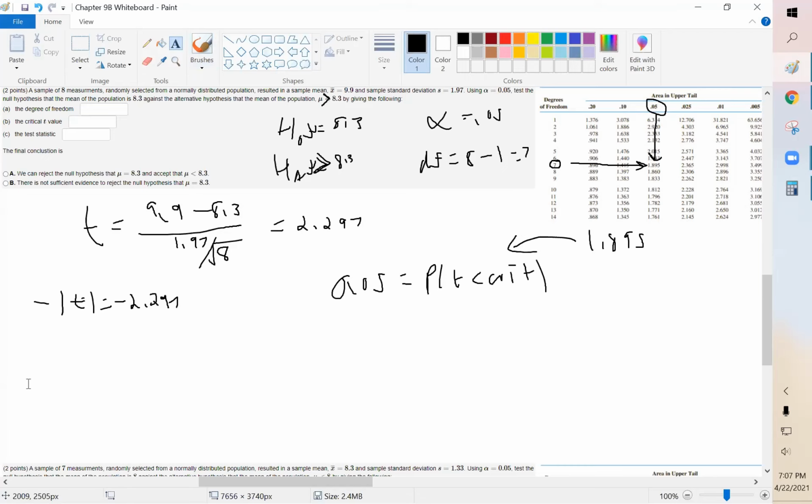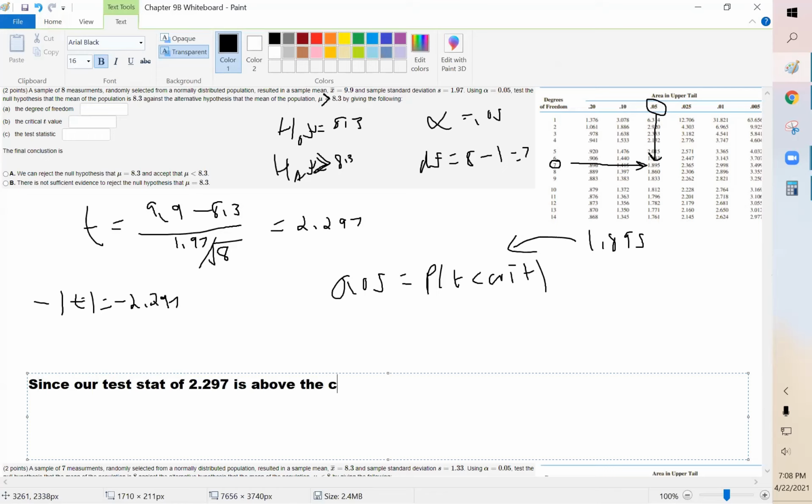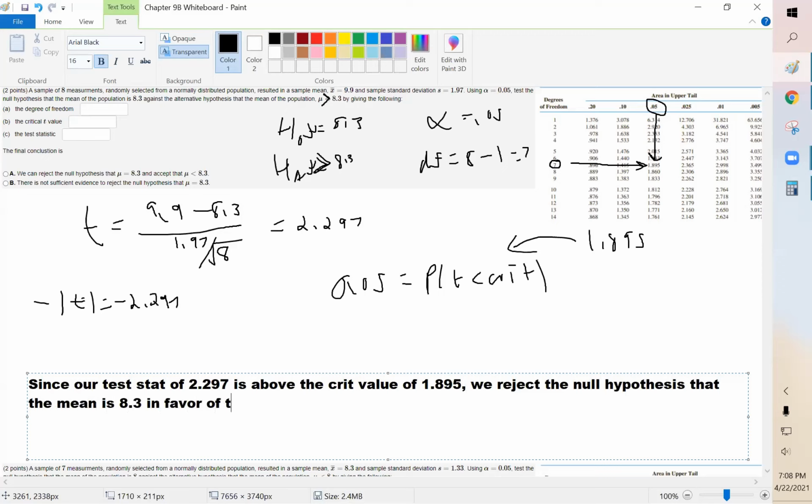So therefore, our conclusion: since our test statistic of 2.297 is above the critical value of 1.895, we reject the null hypothesis that the mean is 8.3 in favor of the alternative hypothesis that the mean is above 8.3.